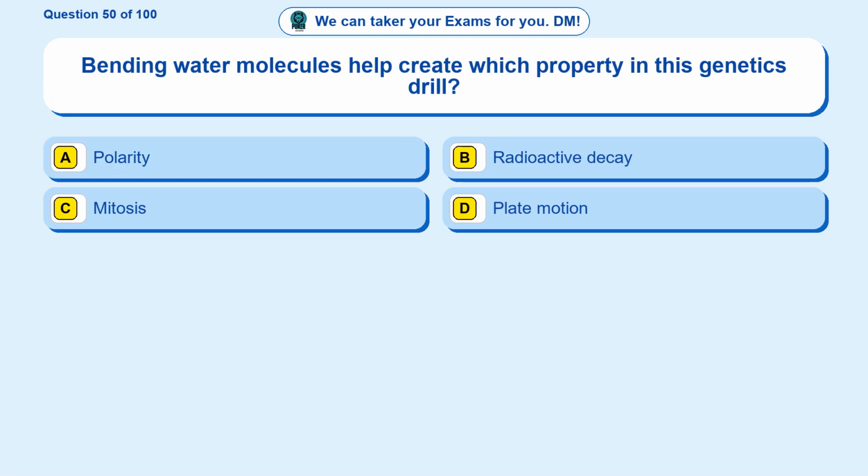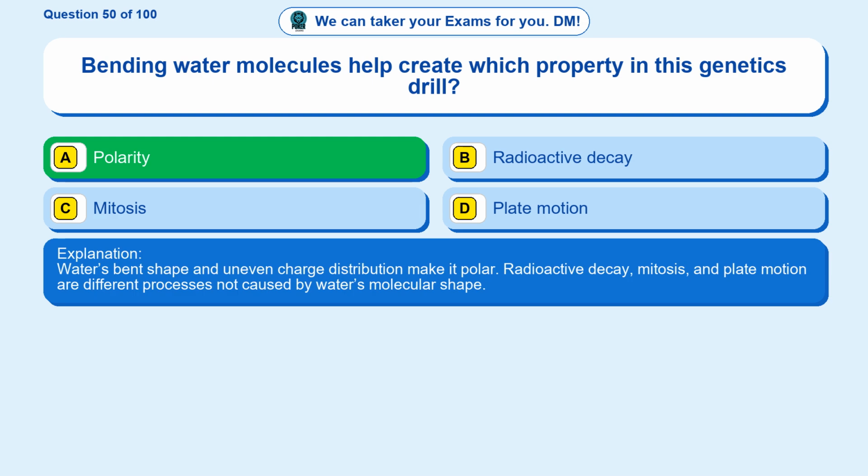Question 50. Bending water molecules help create which property in this genetics drill? Option A polarity. Option B radioactive decay. Option C mitosis. Option D plate motion. The correct answer is option A. Polarity. Water's bent shape and uneven charge distribution make it polar. Radioactive decay, mitosis, and plate motion are different processes not caused by water's molecular shape.